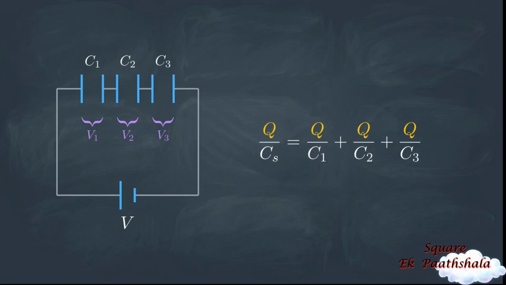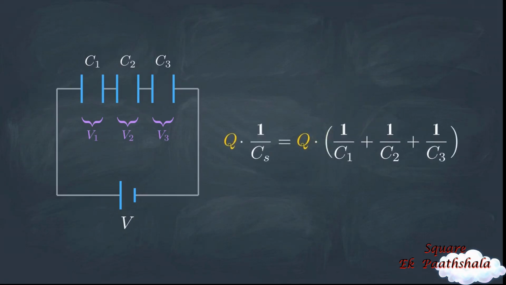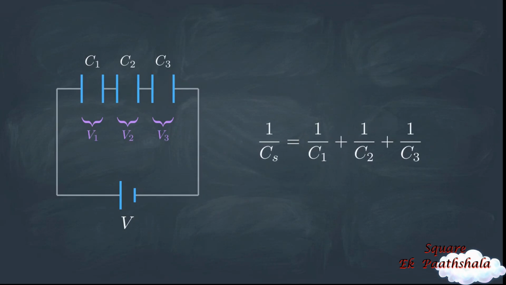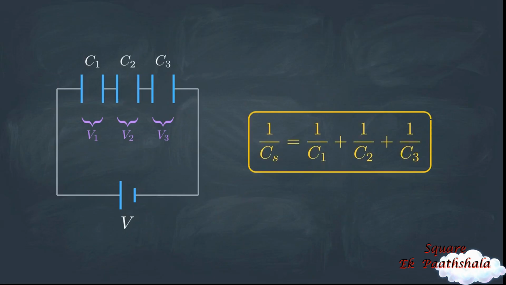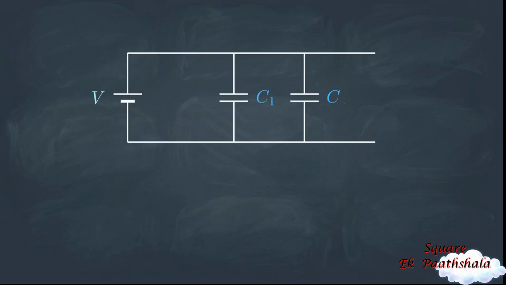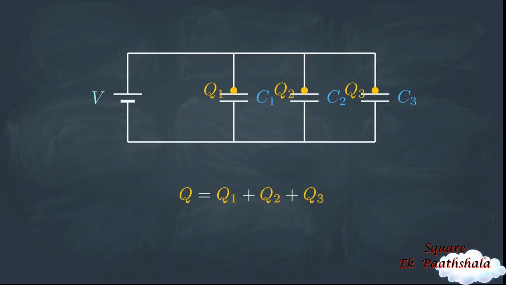By substituting the definition of potential, charge divided by capacitance, and factoring out the constant charge Q, we arrive at the inverse sum formula for equivalent series capacitance. In the parallel diagram, the charge is what divides. We start with total Q as the sum of Q1, Q2, and Q3.